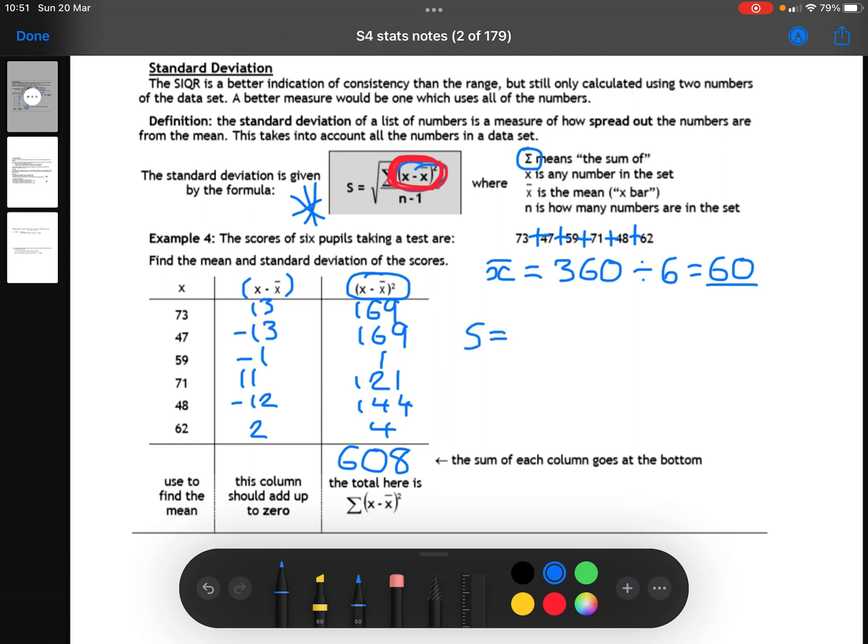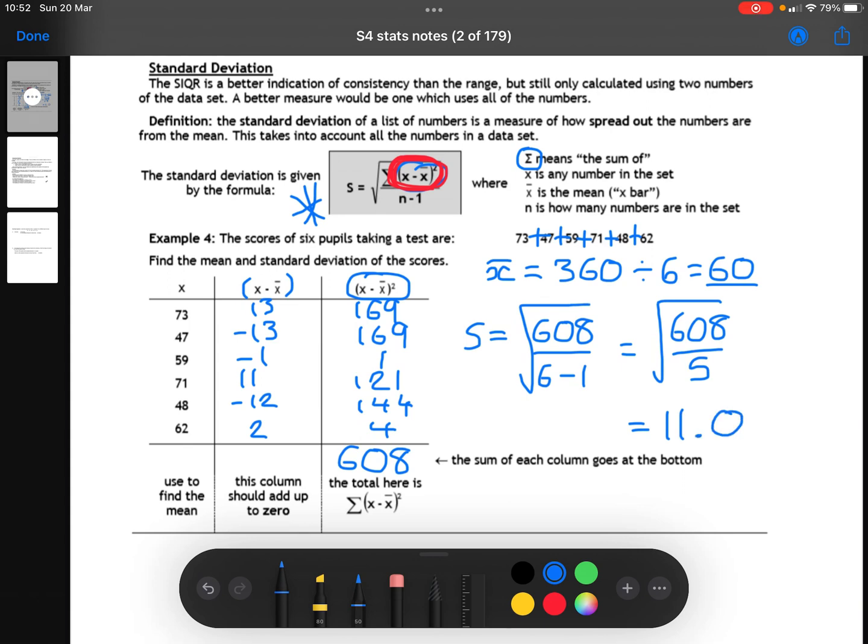So our standard deviation is equal to the square root of 608, that value from the table, over n minus 1. Now n is 6, so 6 minus 1. If I just simplify that down a little bit, it'll be the square root of 608 over 5. We're able to pop that into the calculator. If you write the square root symbol, enter then a bracket, 608 divided by 5, and we get 11.02 and so on.